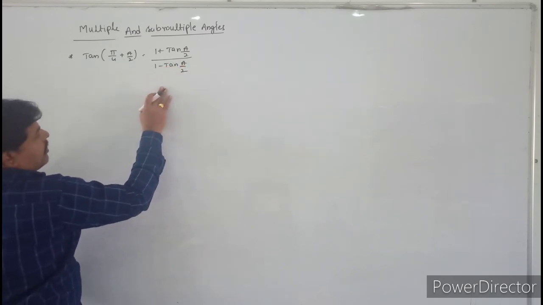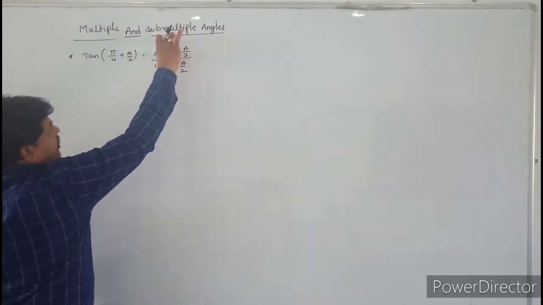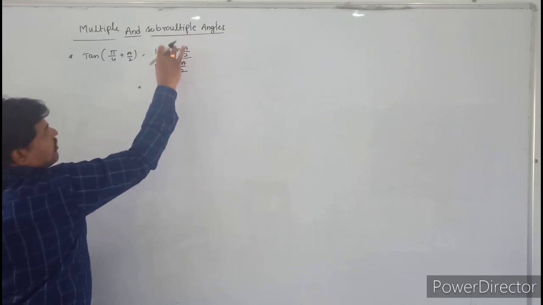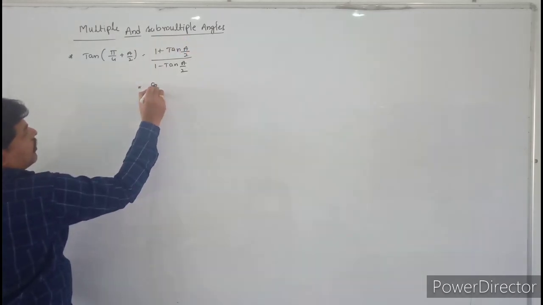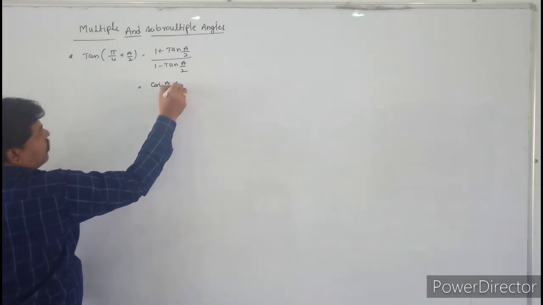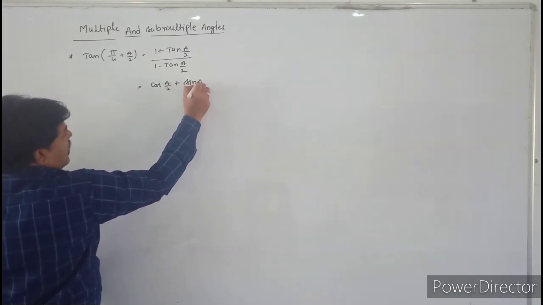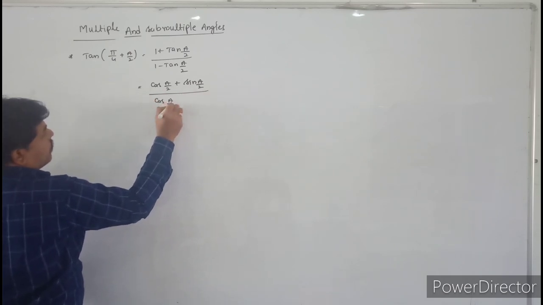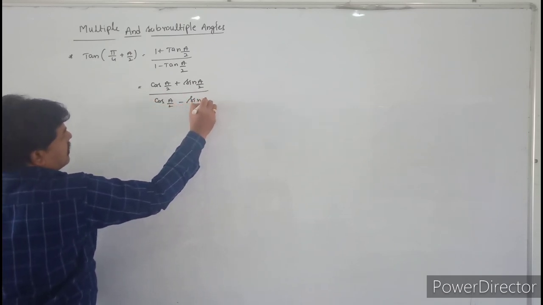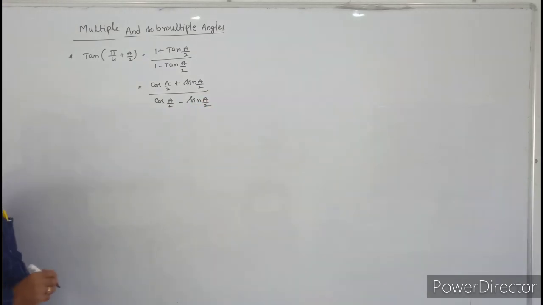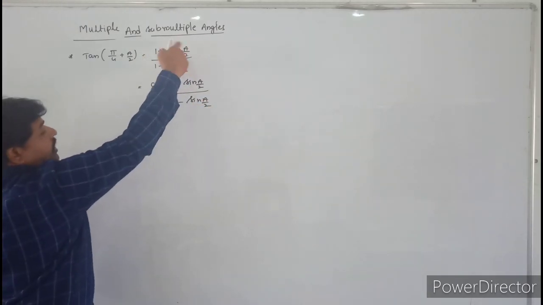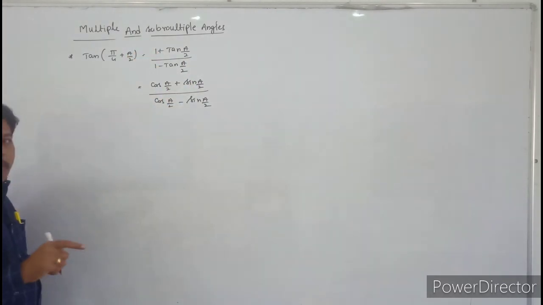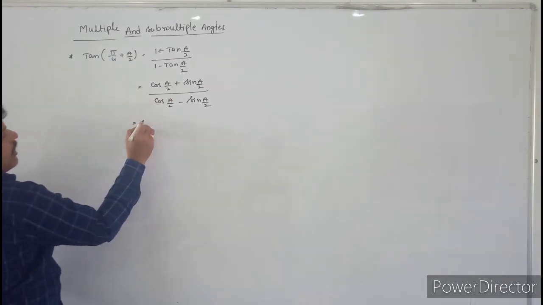Also this can be written, if you change the tan in terms of sin by cos, tan can be taken as sin by cos, and take the LCM. It will become cos A by 2 plus sin A by 2 by cos A by 2 minus sin A by 2. And also we can write it like this.